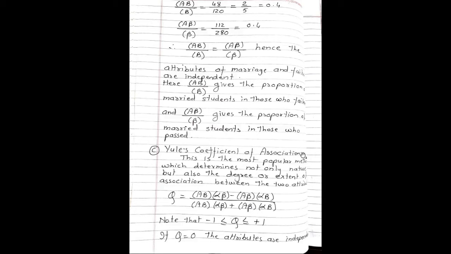Yule's coefficient of association. This is the most popular method, which determines not only the nature but also the degree or extent of association between the two attributes. Q is equal to AB into alpha beta minus A beta into alpha B, divided by AB into alpha beta plus A beta into alpha B. We note that the value of Q lies between minus 1 and 1. If Q is equal to 0, the attributes are independent.